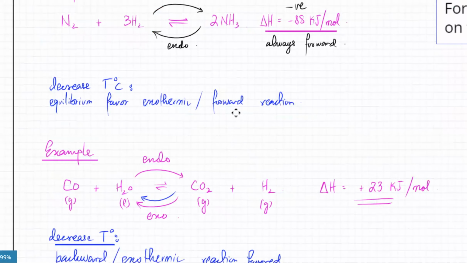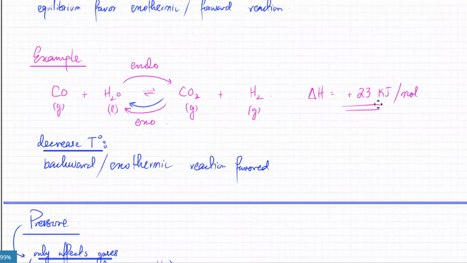एक और example है कि here's another reaction. The enthalpy change is given as positive. If it's given as positive, that means the forward is endo and the backward is exo. अगर आप decrease करोगे temperature, तो backward reaction would be favored and exothermic is going to be favored. And so the exothermic would be favored in this case.